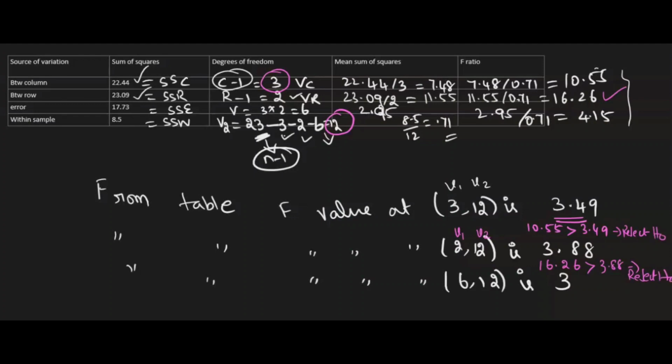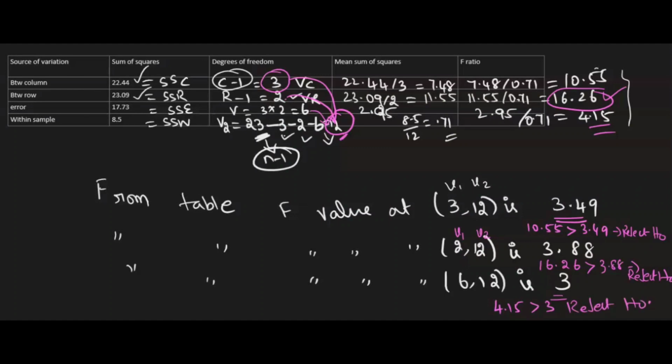And then finally, from the table, again this combo. So 3, 12 combo we have seen. Then for the row 2, 12 combo, that is why we are checking with the row value. And within the sample also we have this 12. That is what we are checking. What is the last combination? 6 and 12. So 6 and 12 value is 3. And what is the value we have got? 4.15 is greater than 3. Again we will reject the null hypothesis H0.